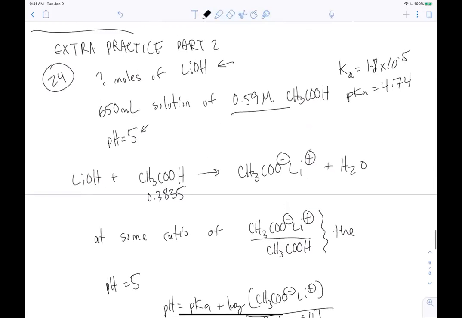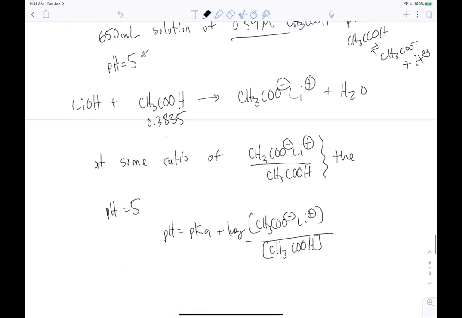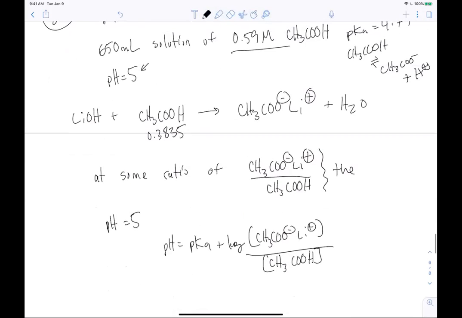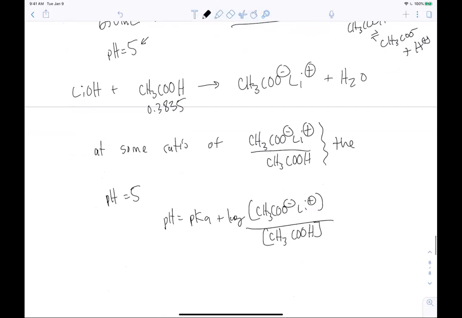So this is the Ka associated with this reaction. And what we're trying to find is the ratio of this to this. That's what we have written down here. At a pH of 5, we can rearrange this equation before plugging in values.